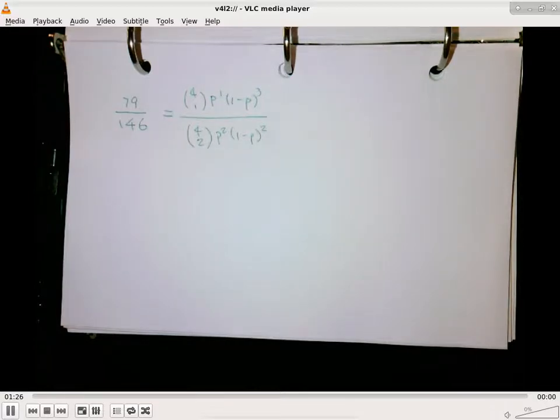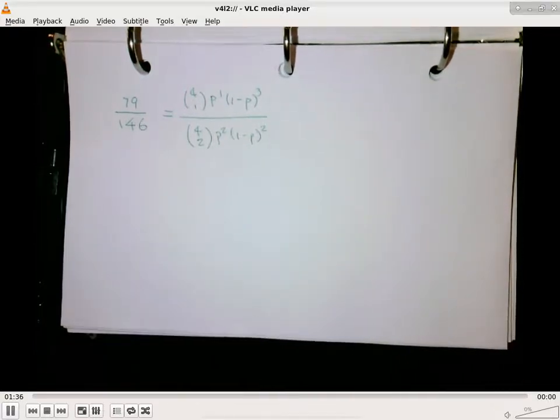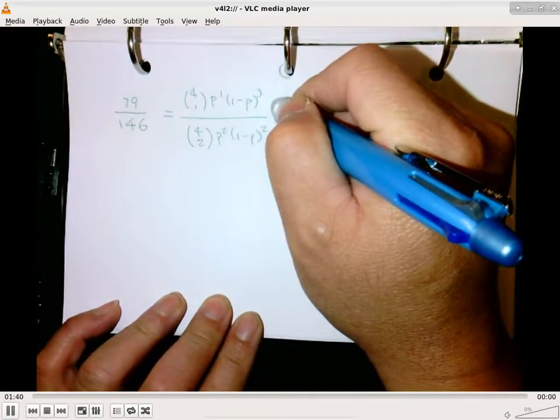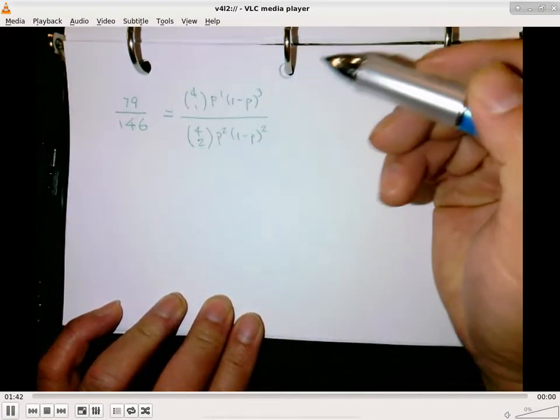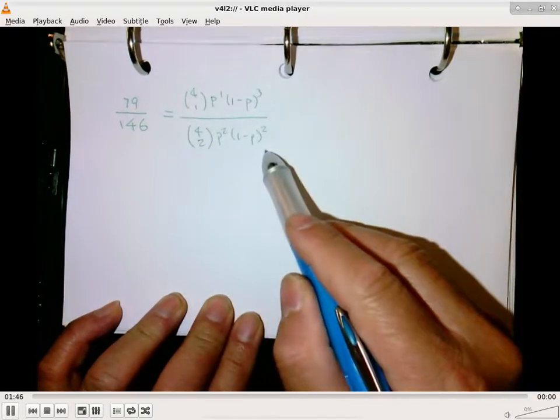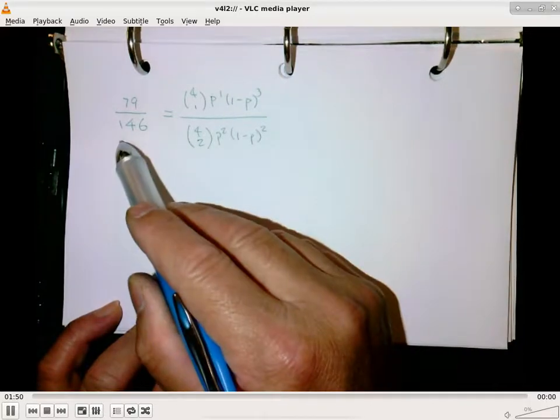Is that okay? So the ratio between these two observations should reflect the ratio of their probabilities. In other words, if I multiply this entire thing by the total number of observations, that should be about 79. If I multiply this entire thing by the total number of observations, that should be about 146.